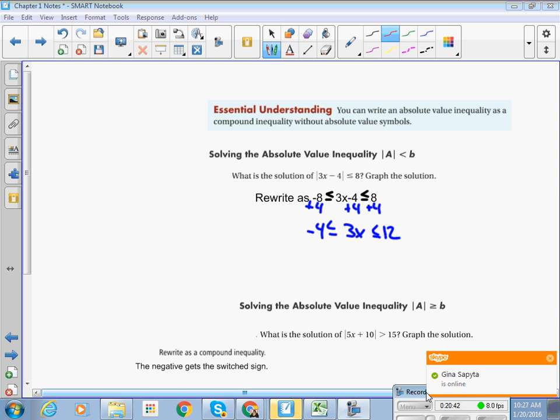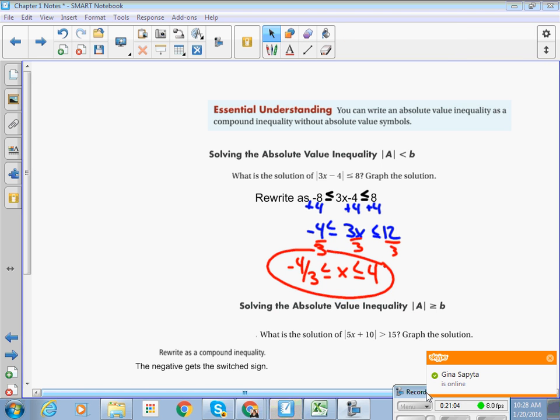And by the way, remember when you divide or multiply by a negative, it changes our inequalities. In this case, we have a positive, so no need to worry. So this is negative 4/3 less than or equal to x less than or equal to 4. This is the solution. We have to graph it.